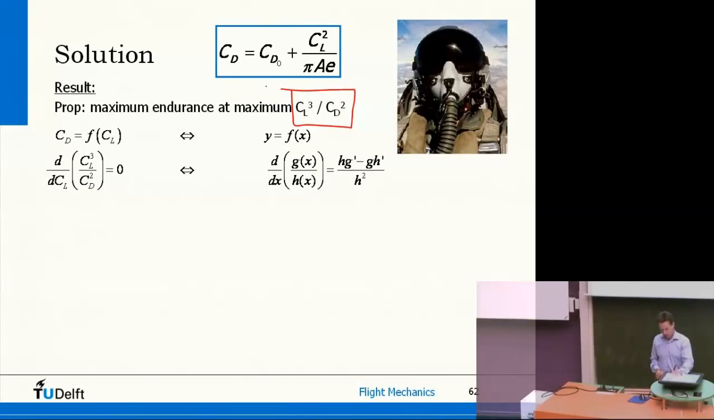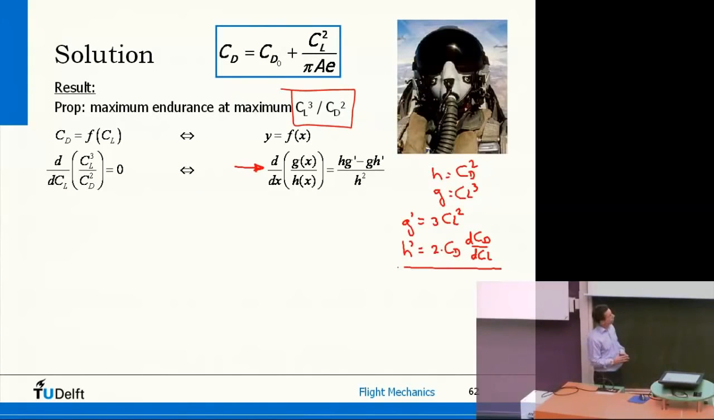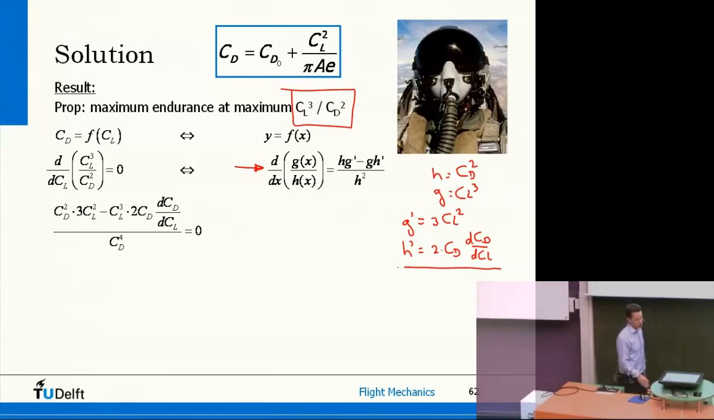So if I take the derivative of G, it's 3CL squared. And if I take the derivative of H, it's 2 times CD. But because CD is a function of CL, then according to the product rule, it's equal to this. So if I use that in the quotient rule, and I set it equal to 0, then this is what you get. CD squared times 3CL squared, which is the derivative of G, minus CL to the power 3 times 2CD times the derivative of CD over CL.